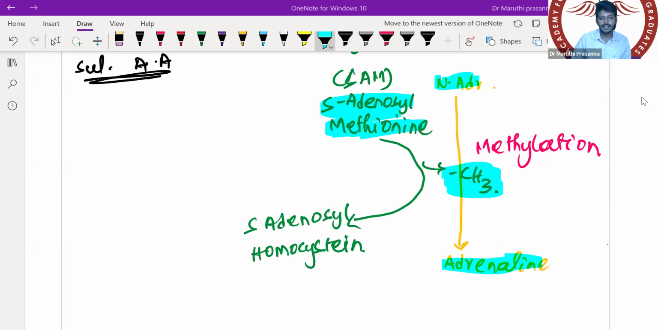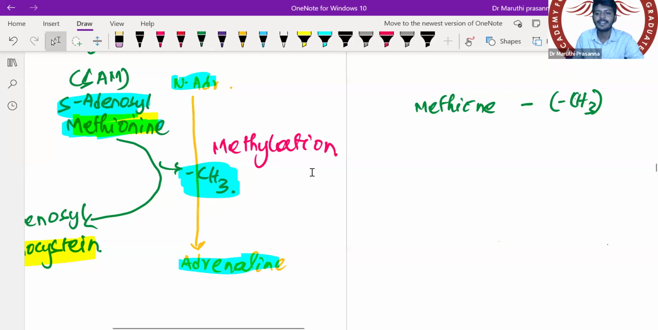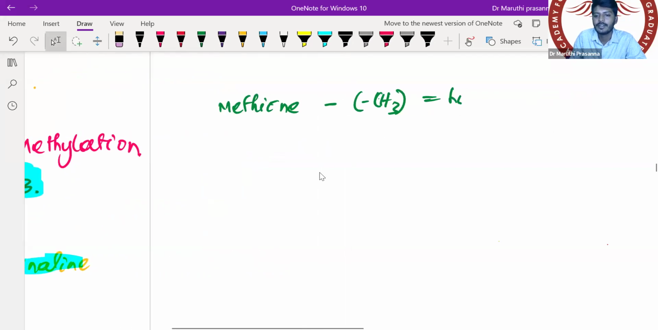चलो. Now, what is the difference between homocysteine and methionine? Here is our homocysteine, here is our methionine. Simple as that, whenever methionine is there, methionine minus one methyl group is equal to homocysteine. That's it. Don't get confused. Methionine, once you remove a methyl group, becomes homocysteine.